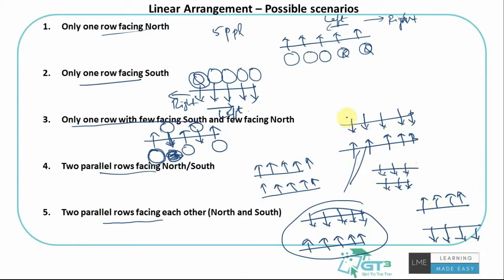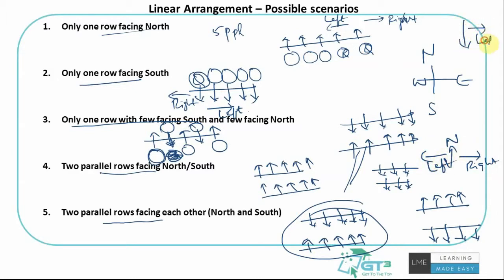But the most important part that we need to be clear about is north and south is this way, east and west is this way, and for the north facing, this is the right side of the person and this is the left side of the person. Similarly for south facing, this is the left side and this is the right side. This is the most important thing that we need to understand in the scenarios.